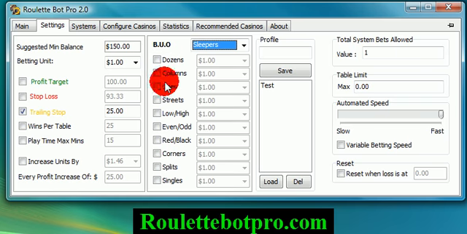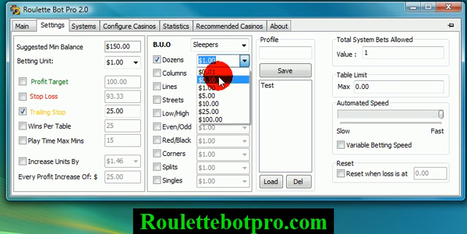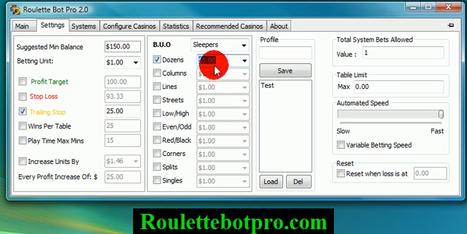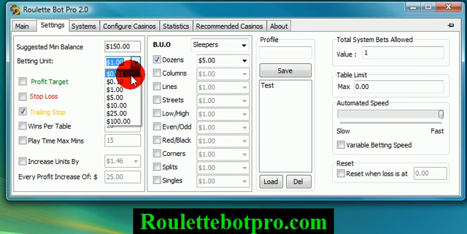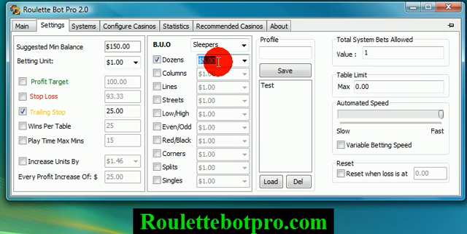Now right here you have all the different betting categories. If you want to bet more or less than the original betting unit, you would check the box for that category and enter in the amount. Now you can use the default chip values, or you can use a multiplier of the lowest chip value for that casino as long as it meets your minimum betting requirements. So I could put in $2.11.